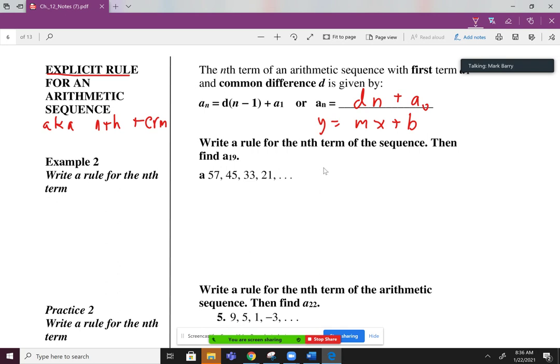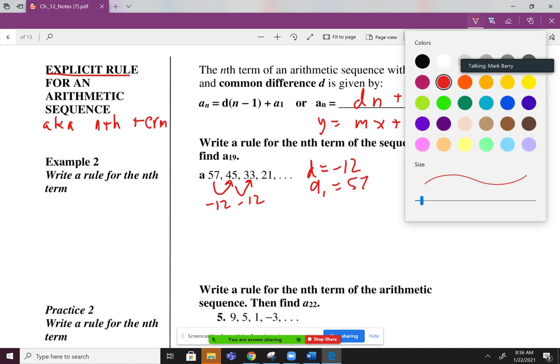So what do we see here? Well, I noticed that the consistent pattern is minus 12, right? So that tells me that d equals negative 12. It's decreasing, so that's going to be a negative. Now, if I'm going to use my dn plus a sub 0 formula, what is a sub 0? We know the first term, 57, is a sub 1, correct? So how do we find out a sub 0?